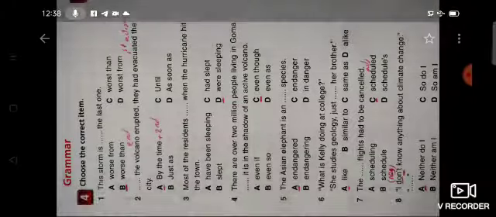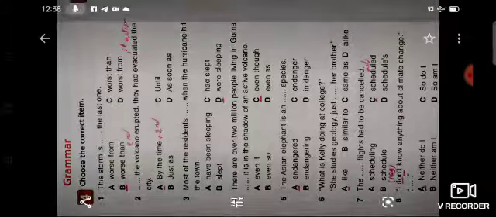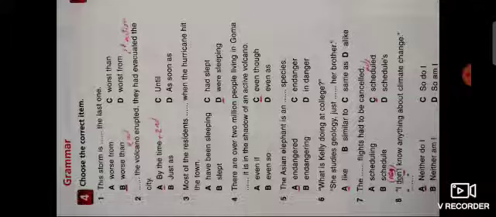Number three. Most of the residents were sleeping when the hurricane hit the town. For an action that was in progress when another action happened suddenly, the action in progress must be in the past continuous tense, and the shorter action, which happened suddenly, must be in the past simple tense. Most of the residents were sleeping. This action was in progress. When the hurricane hit the town, all of a sudden, it's a shorter action, so it's past simple. But most of the residents were sleeping. It was in progress, so it's past continuous.